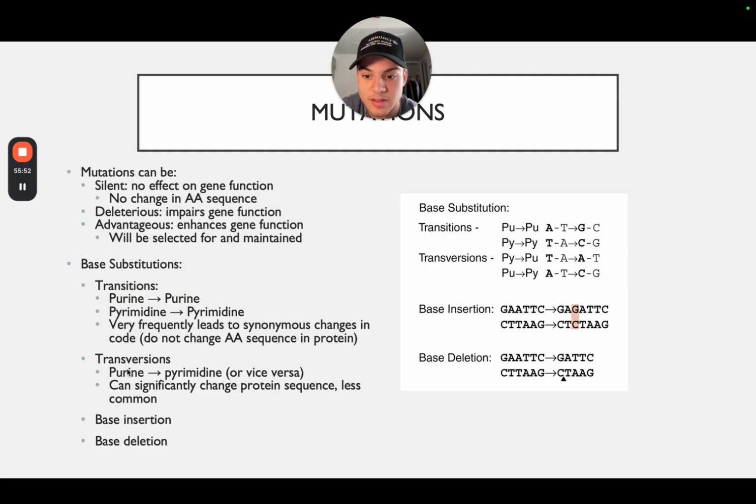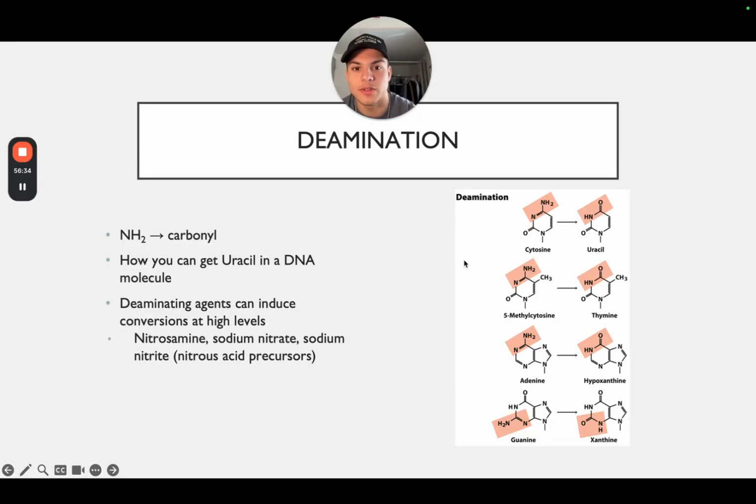And then transversions are conversions of purines to pyrimidines. So you're changing the ring size from a two-ring to a single ring. It can significantly change the protein sequence, and this is less common. If we have a transversion right here, it could lead to very deleterious mutations. Then we have base insertions, where a new base is inserted, and base deletions, where we take out a base completely and shift the reading frame. These are more common in terms of causing deleterious mutations, but for the most part, transitions and transversions are the two main ones you have to know, and these two are kind of newer ones. This diagram should show that much more in depth. Okay, on to the next thing. So deamination.